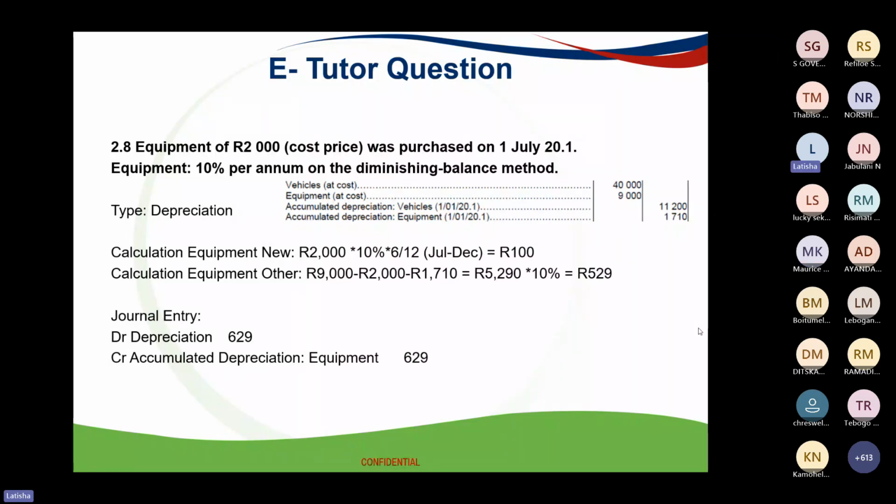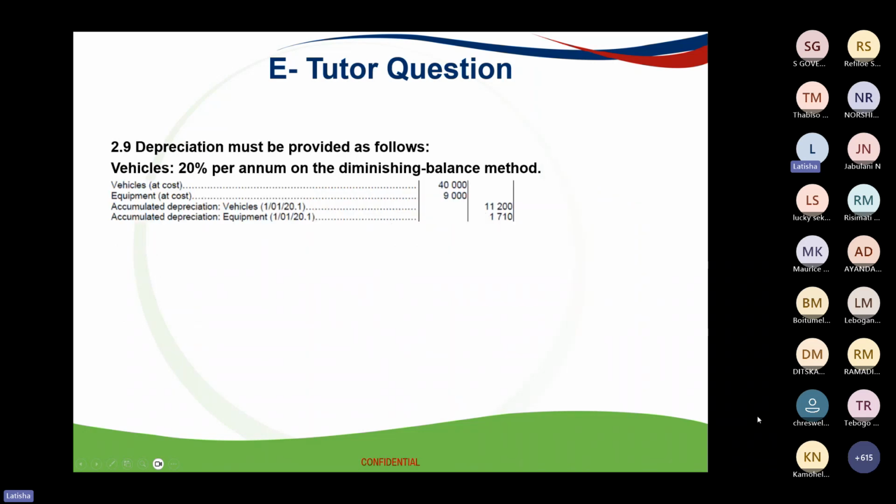Then I'll move on to vehicles. I think this will be a good second one to just re-go through the logic. So the second part just now shows us vehicles, and they say vehicles are calculated at 20% of the diminishing balance method. Here there's no additional information that says new vehicles were purchased or anything else about vehicles. So if there's nothing else given, we go back to the trial balance. We see vehicles is 40,000 as the cost. Accumulated depreciation at the beginning of the year is 11,200.